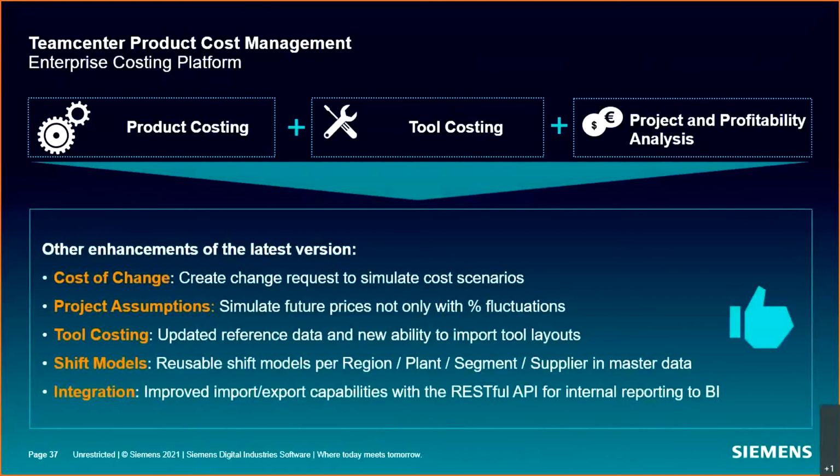We also have project assumptions. Before, we could simulate future prices by percentage variation in the project. Now we can use absolute values for material prices, for labor rates, for energy factors, for exchange rates, etc. So basically, we can be much more accurate in the project and profitability scenarios, where you can also simulate, what if my quantity is reduced 20%? What if my project is not 8 years?